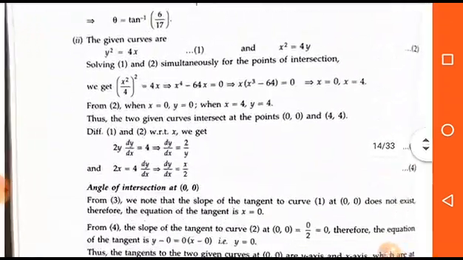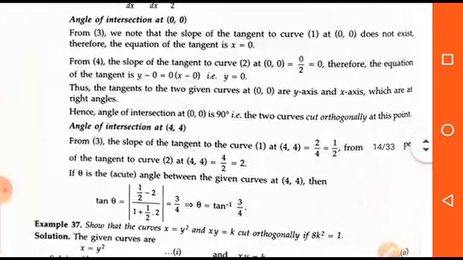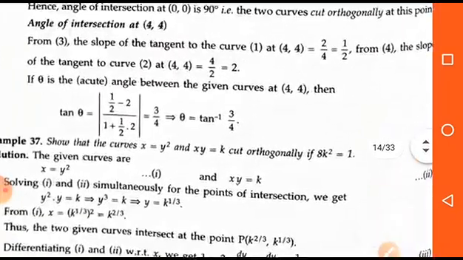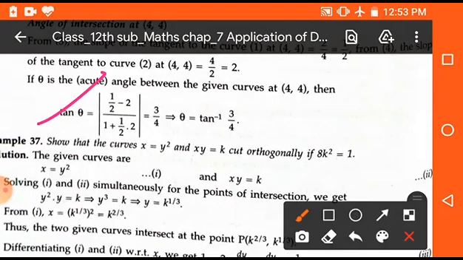Clear, students? Now put these values and you will get tan theta is equal to mod of (1/2 - 2) upon (1 + 1/2 into 2). So it will be 3 by 4. That means the slope angle theta is equal to tan inverse 3 by 4. Clear?